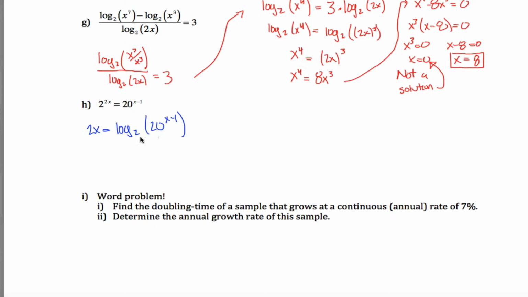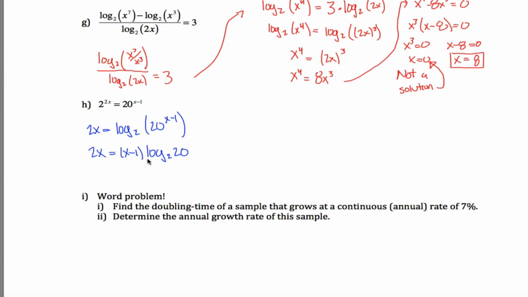This side's in good shape, but on this side, I still have this variable up in the exponent. Man, I gotta stop making these. I'm getting tired. So I'll use my third log rule to bring that down in front and get x minus 1 times the log base 2 of 20 is equal to 2x.